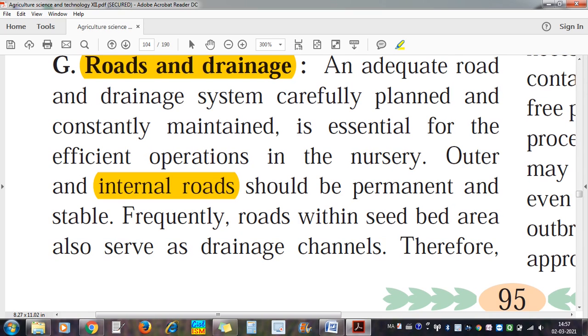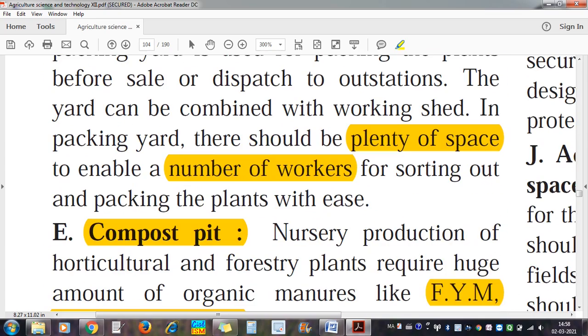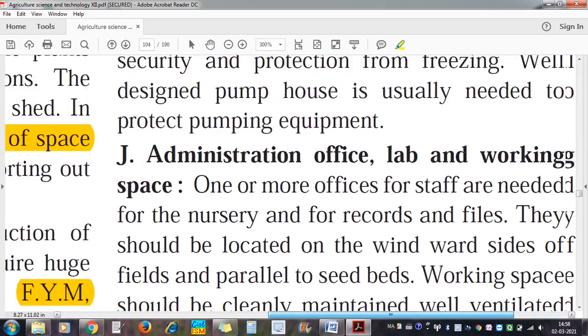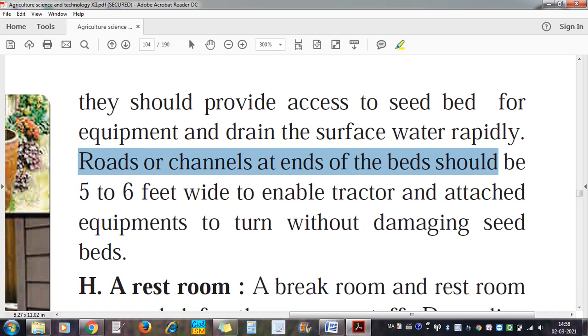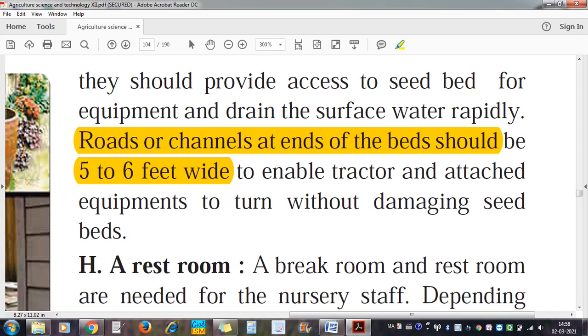Then drainage channels are important. Drainage channels means the channels which are required to carry out the excessive water, that we call drain water. This drain water should be easily taken out, otherwise there will be waterlogging condition and seedlings may get damaged. So the roads or channels at the end of the beds should be of 5 to 6 feet width, so we can take a tractor over there, or other attachments of tractors.